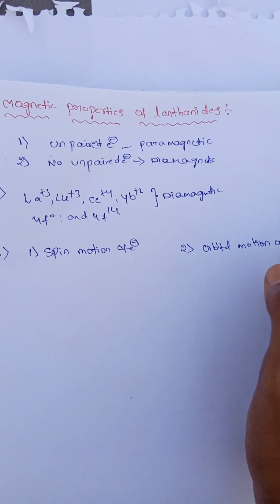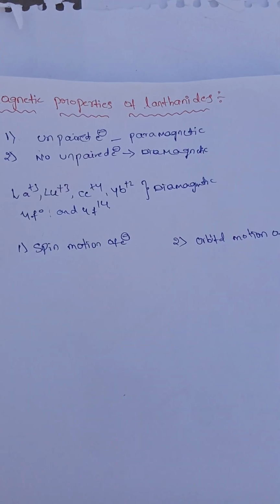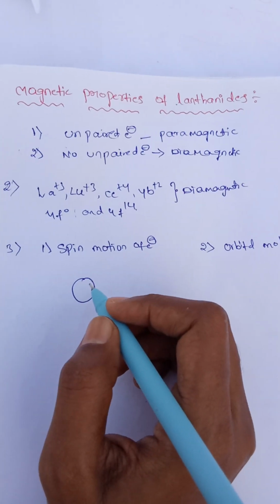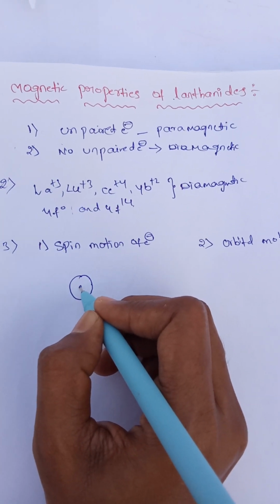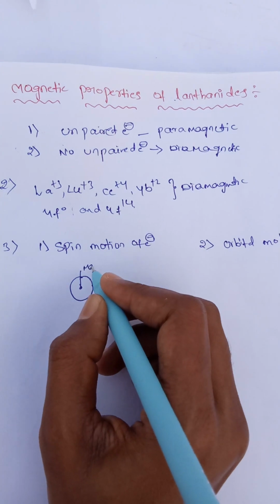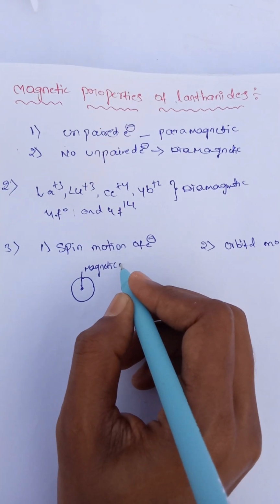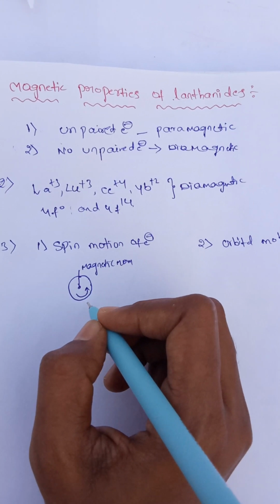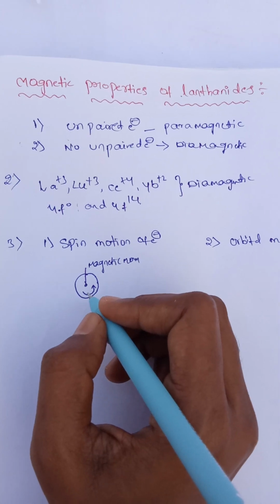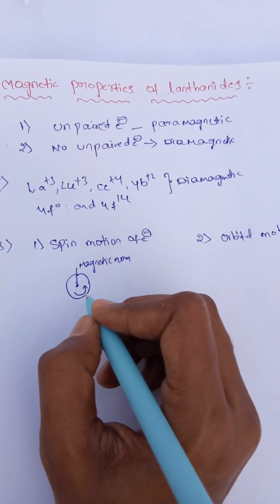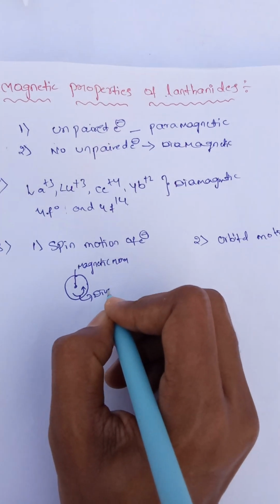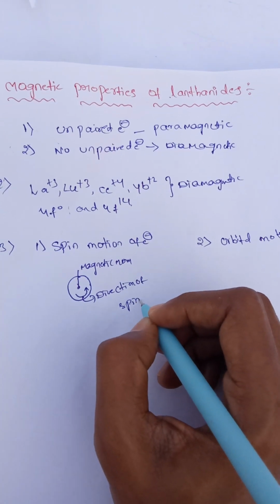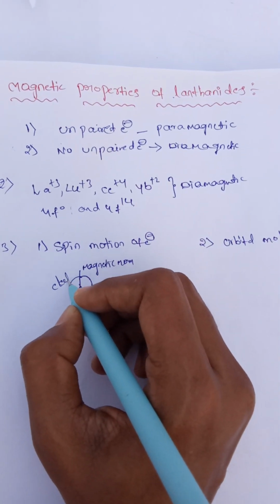So what is spin motion of electrons? This is the orbit, and this is the magnetic moment. This is the direction. Spin means direction, clockwise and anti-clockwise. So this is the direction of spin. The electron is on the outside.